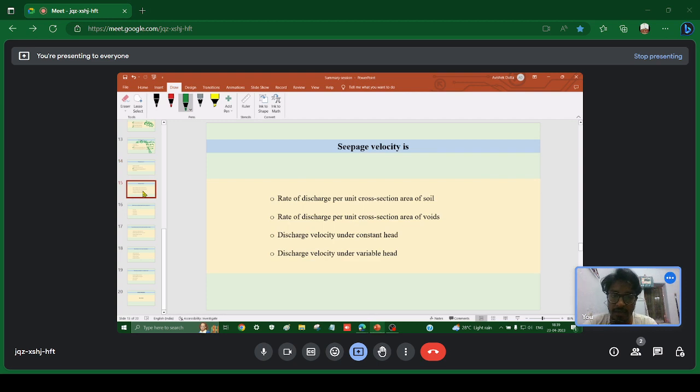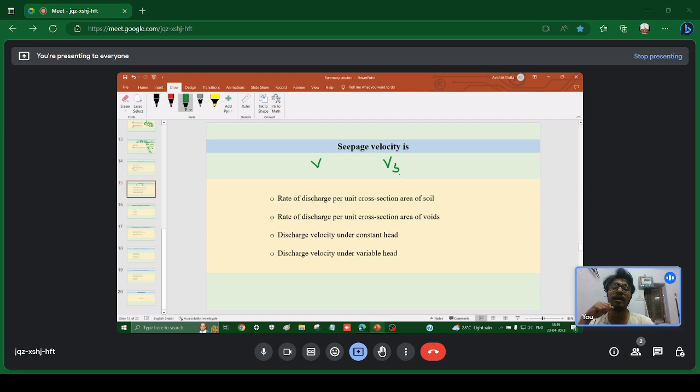Seepage velocity is the rate of discharge per unit cross-section area of voids. Discharge velocity can be considered under constant head and under variable head. Now we have two kinds of velocity we have learned in flow through soils. One is the discharge velocity, this V, and then the seepage velocity, Vs.